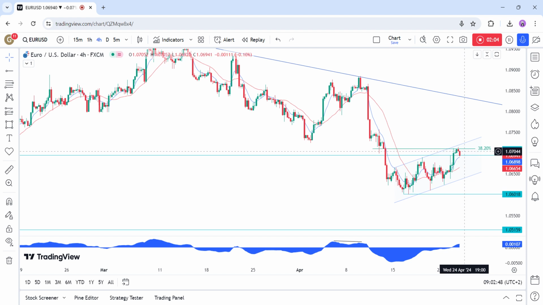The sellers will look for a drop into the bottom trend line, targeting a break below it, while the buyers will want to see a breakout to the upside to invalidate the bearish setup and position for a rally into the 1.08 handle.